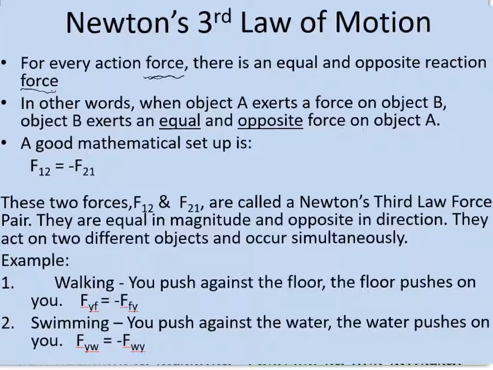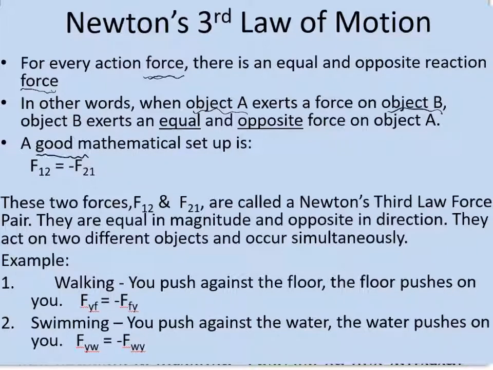And the second thing is that the statement makes it appear as though one thing happens and then another thing happens, when in actuality they are simultaneous. The forces occur at the exact same time. So when object A exerts a force on object B, at the exact same time, object B exerts an equal and opposite force on object A. It's not as if one thing happens and then this other thing happens. The forces occur at the same time.